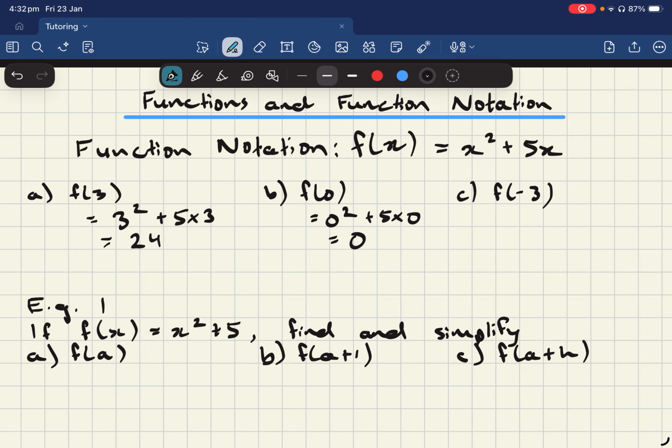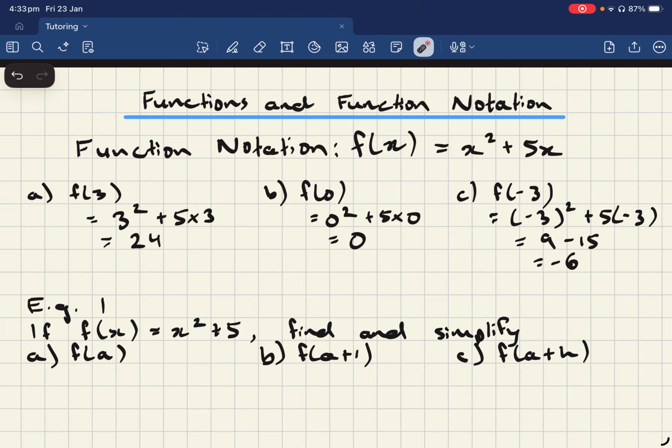So last one, we have f of negative 3. So our input is negative 3. So everywhere we see x, we are going to substitute in negative 3. Now you can use brackets or you can use the multiplication symbol. It's up to you which one you would like to use to show this. But this gives us 9 minus 15, which gives us negative 6. So we have found here a whole bunch of outputs for different inputs. We're putting something in and something is coming out.